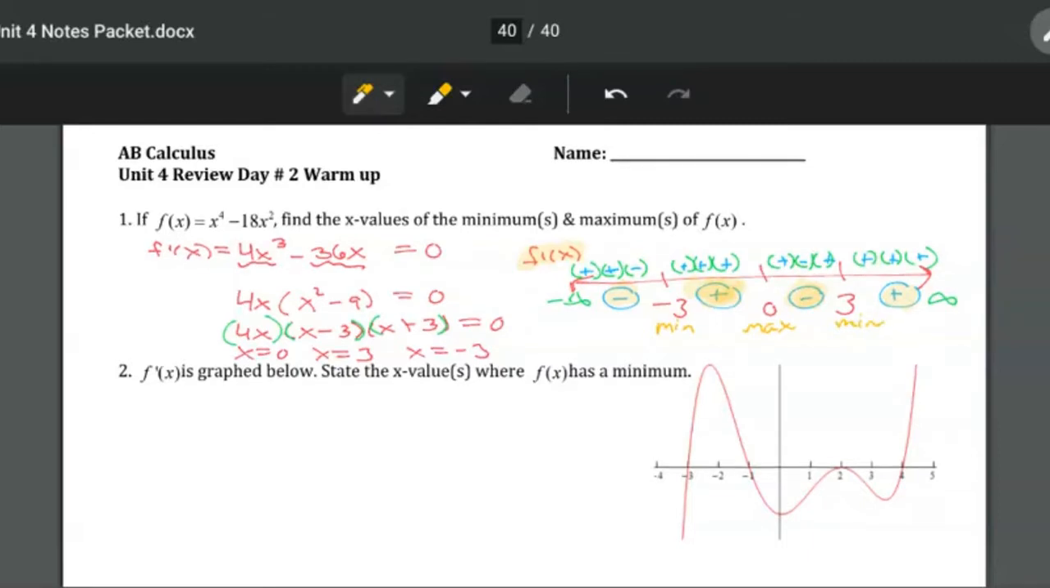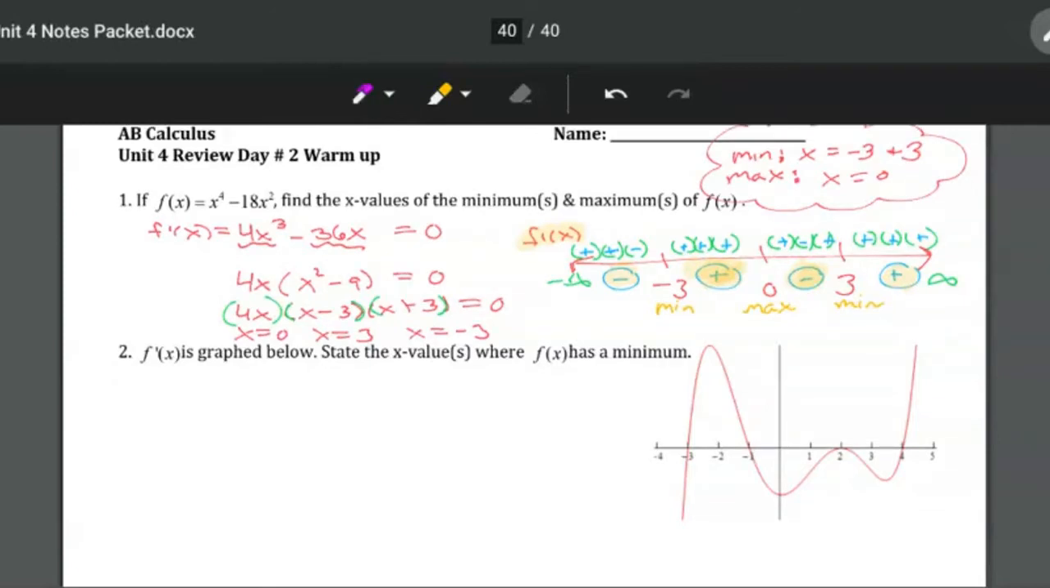So if we write our answers, we would have minimums occurring at negative 3 and 3, and a maximum happening at x equals 0. So that's the answer to number 1. State where f has a minimum.